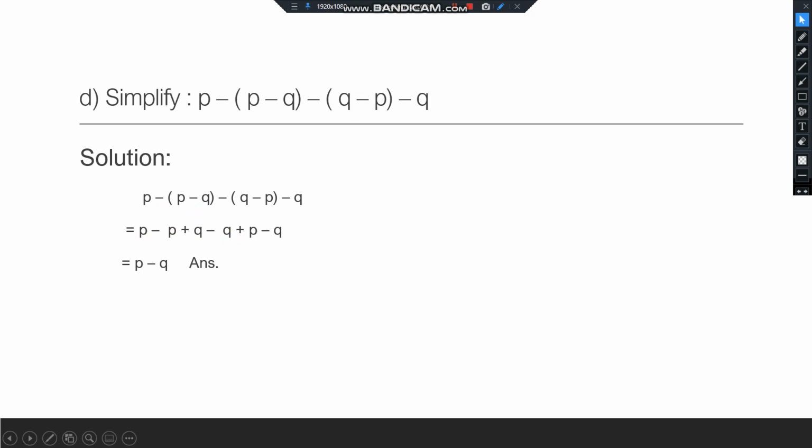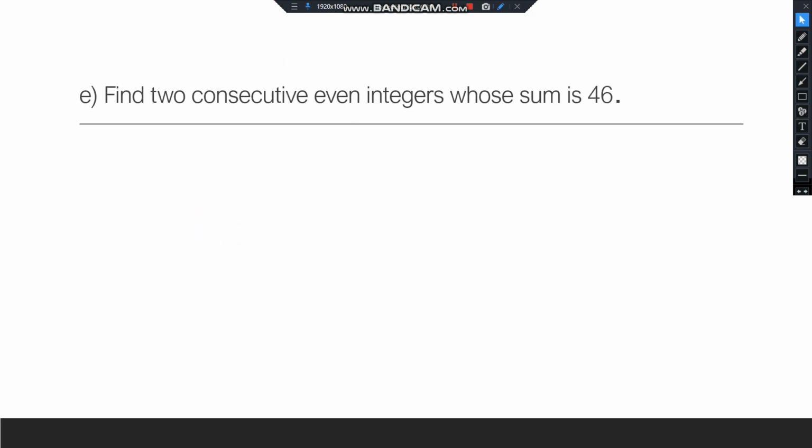Now look at the next sum. E part. Find two consecutive even integers whose sum is 46. So here the question says two consecutive even integers whose sum is this. So let the even integers be x and x plus 2, because in between we are skipping by 1 since they are even integers. So x and x plus 2 are the two integers we let.